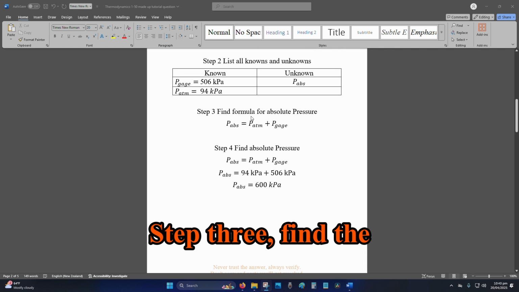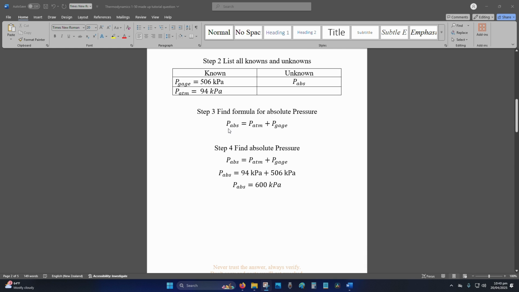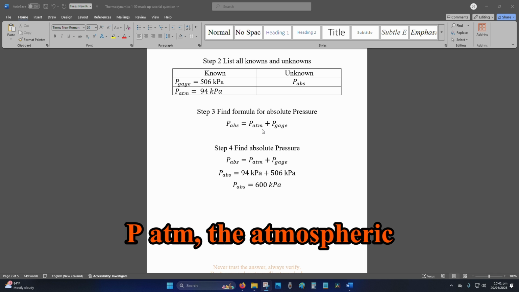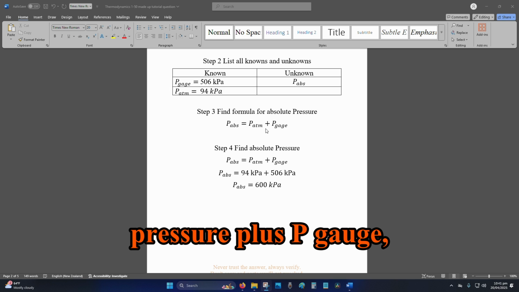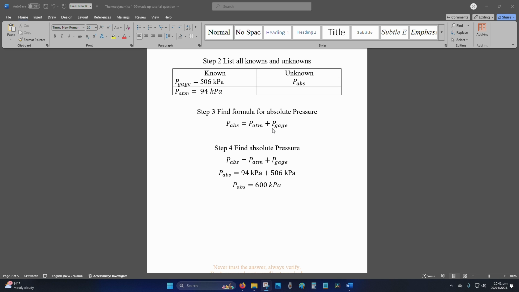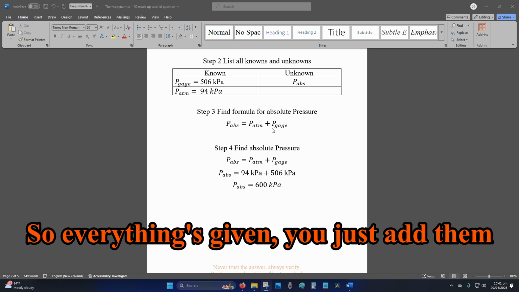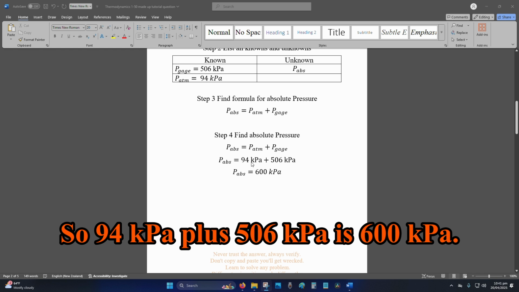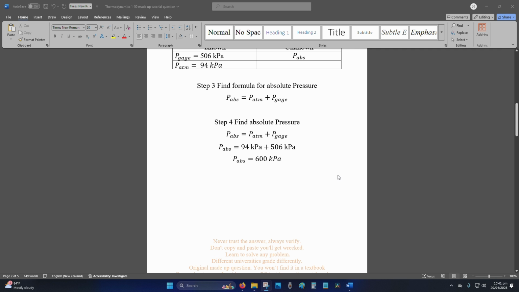Step 3, find the formula for absolute pressure. So P_ABS, the absolute pressure, is equal to P_ATM, the atmospheric pressure, plus P_gauge, the gauge pressure. Everything's given, so you just add them up and you get your absolute pressure. So 94 kPa plus 506 kPa is 600 kPa. Easy as that.